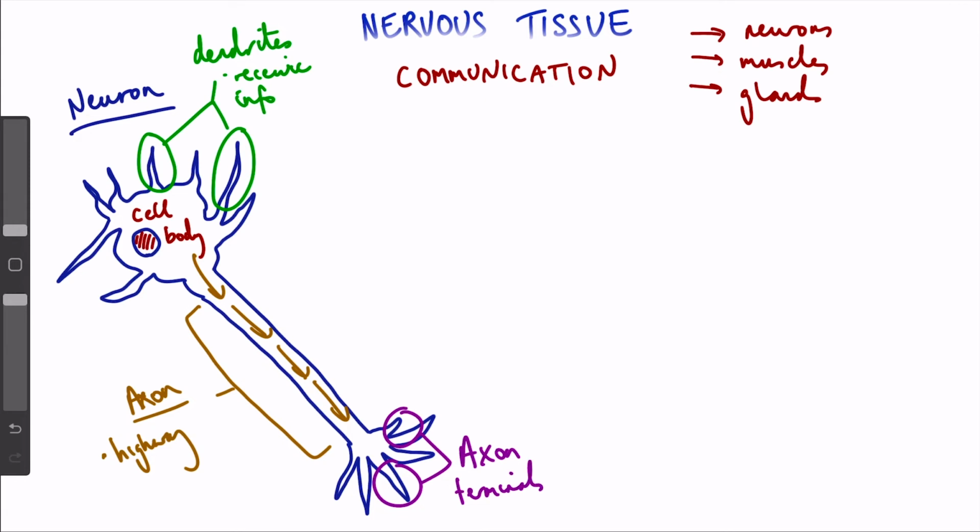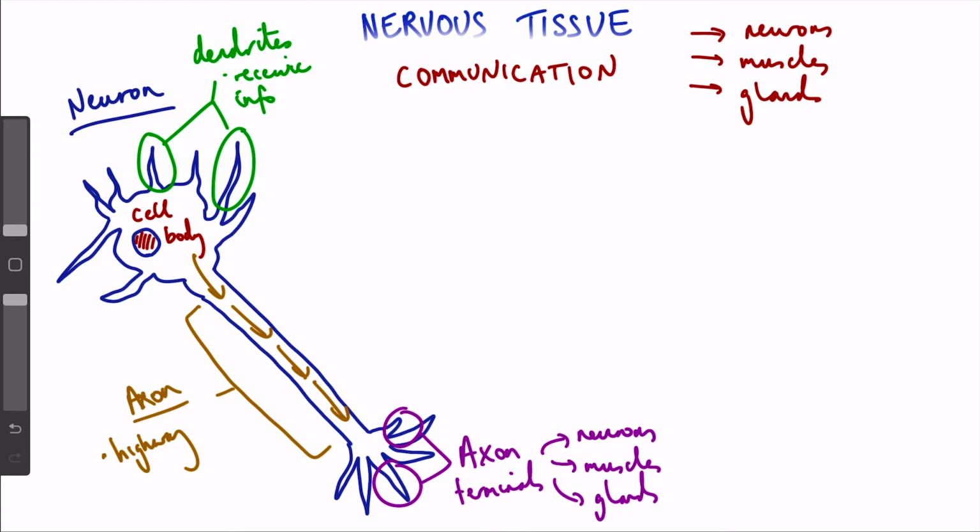Now the axon terminals are going to speak either to another neuron, or they're going to speak to muscle tissue or glands. So it's the axon terminals, like we listed up above, that speak to other neurons, they'll speak to muscles, or they'll speak to glands to tell them to release some sort of hormones or maybe some sort of substance that it's produced. And this is a neuron.